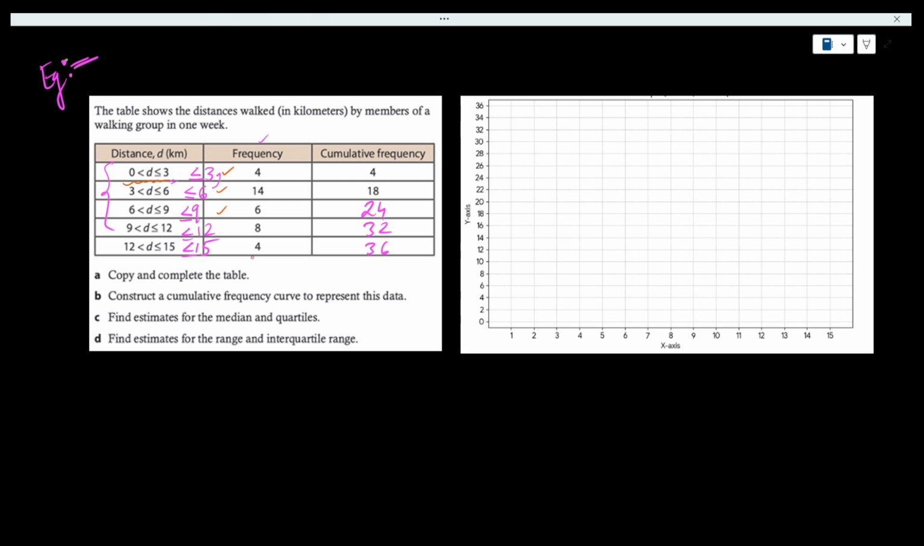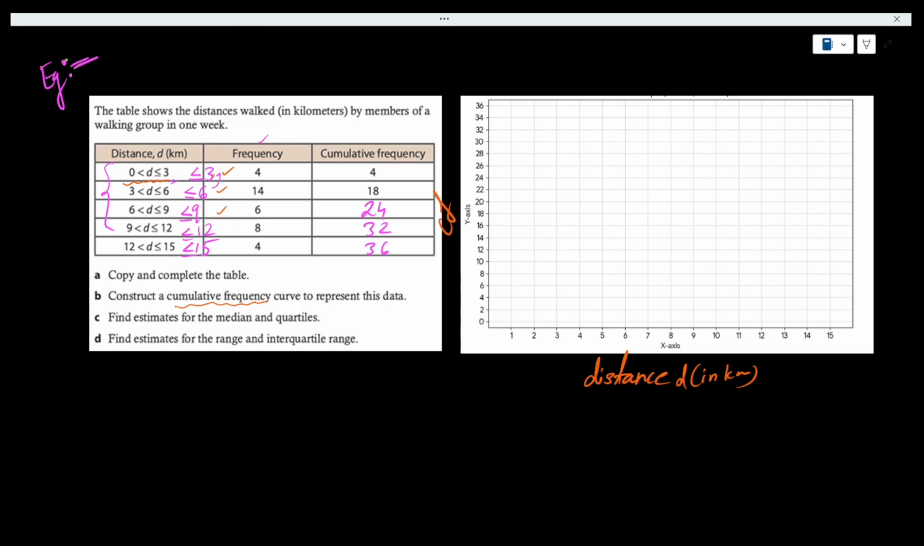Now what is given here? Copy and complete. We have completed the table. Construct the cumulative frequency curve to represent this data. So what do we do? On the x-axis, you are going to take here distance, because our data is for the distance. It is given in kilometer, right? Distance D, which is given in kilometer. And on the y-axis, instead of frequency, you are going to take here cumulative frequency.